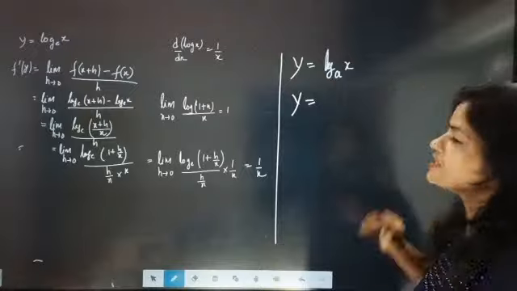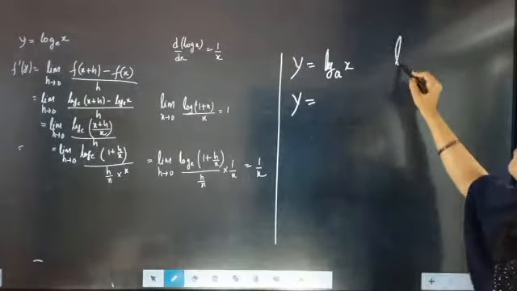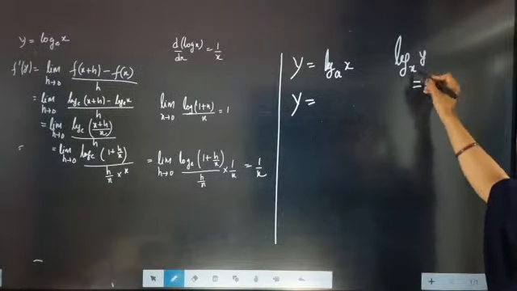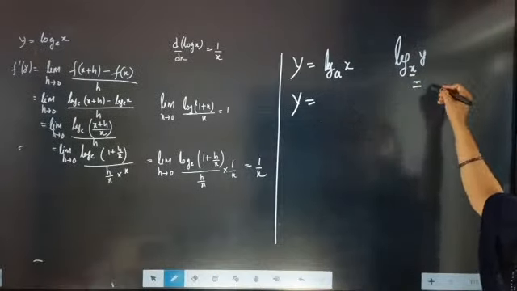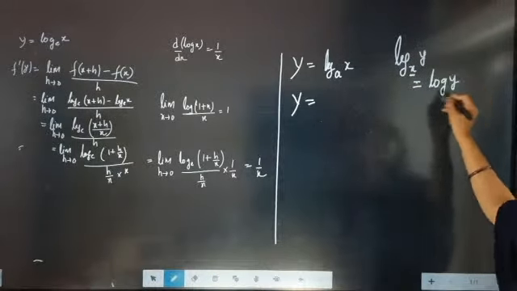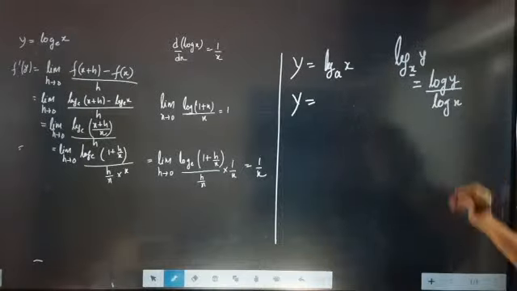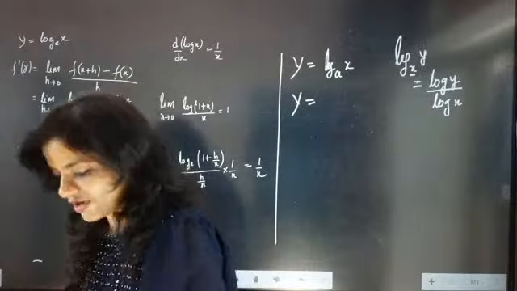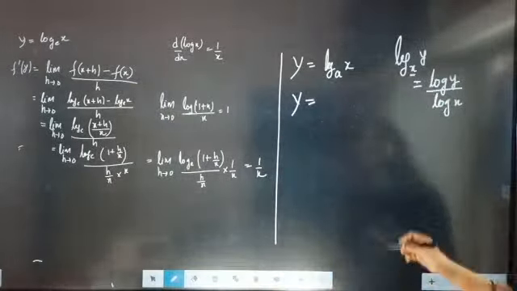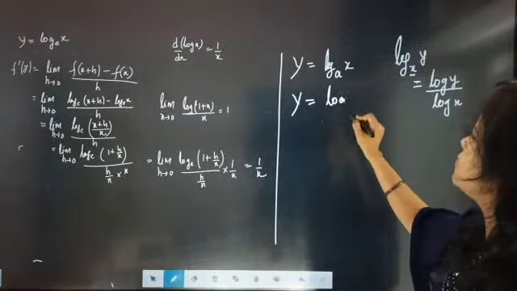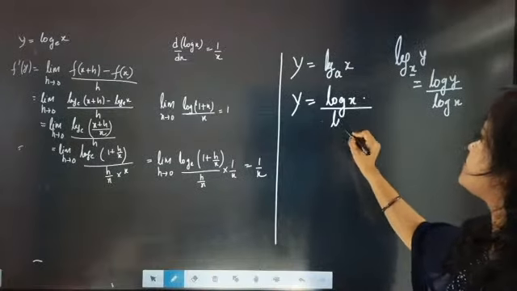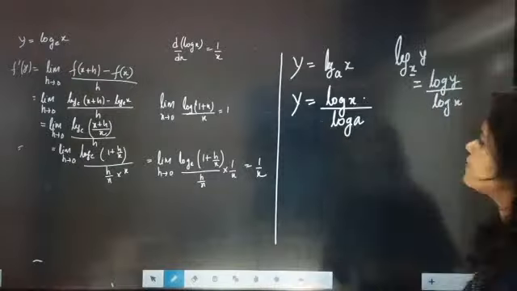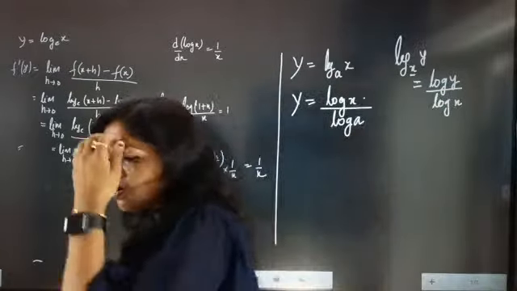One formula says that if here x is there and here y is there, so the base part is written as a, then we can write it as log of y by log of a. So log of y equal to log of x by log of a. So it will become log x by log a.